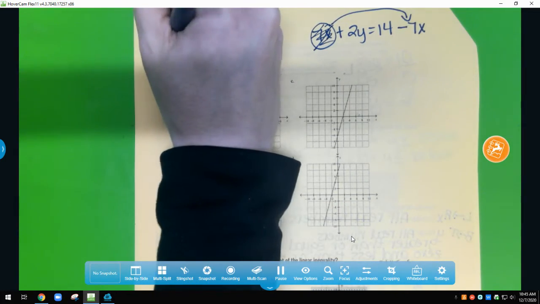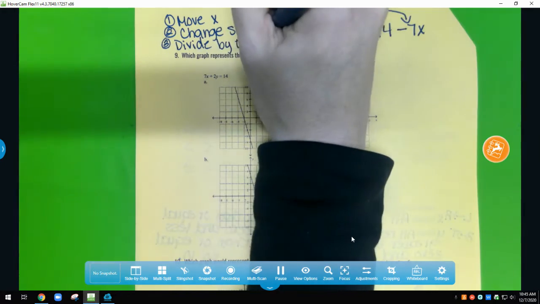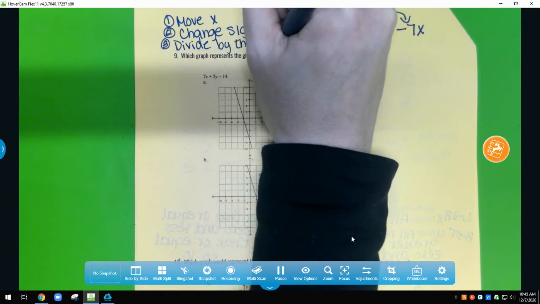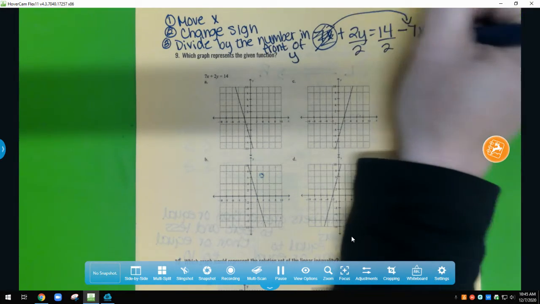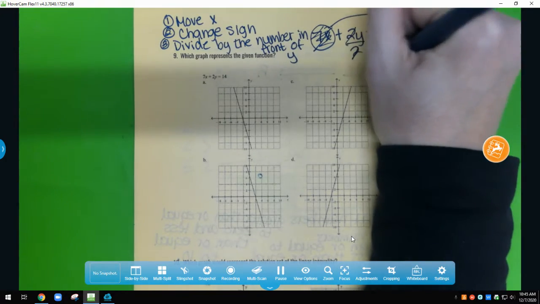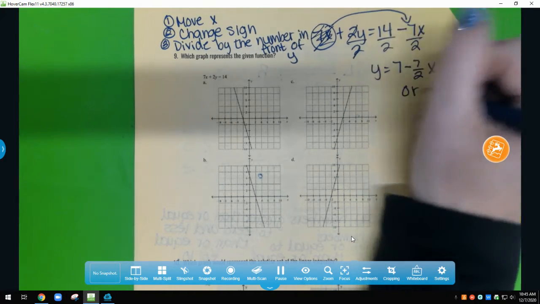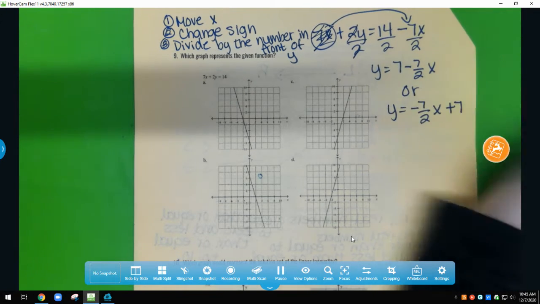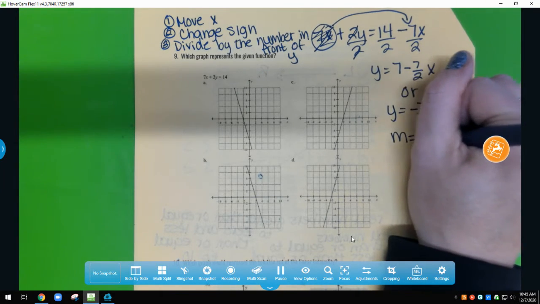Step 3, we're going to divide by the number in front of y. So we're going to divide everything by 2. When we do that, we get y equals 7 minus 7 over 2x, or y equals negative 7/2 x plus 7. So in this equation, my m is negative 7/2.